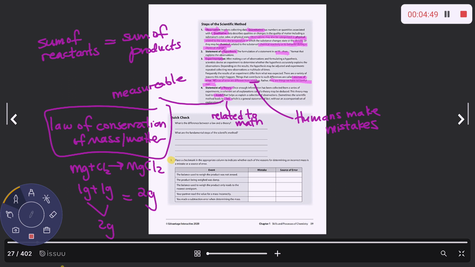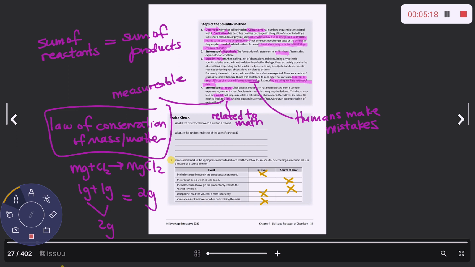Okay. So for the first one, the balance used to weigh the product was not zeroed. Totally a mistake. Okay. The next one, the product being weighed was damp. Source of error. The balance used to weigh the product only reads to the nearest centigram. Perfect. Your partner read the value for the mass incorrectly. And then you made a subtraction error when determining the mass. Good job. Next page.